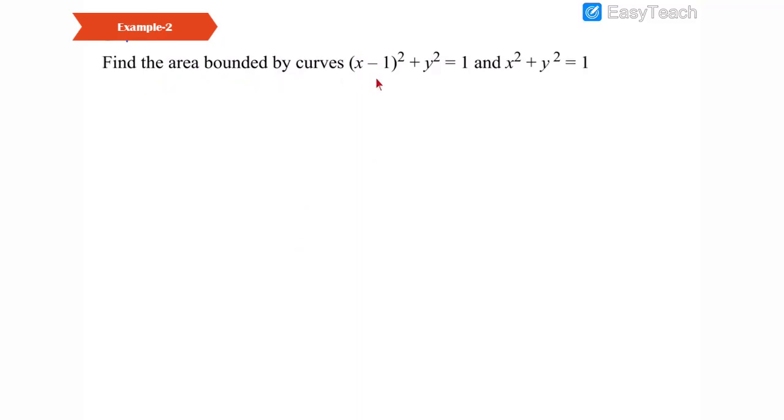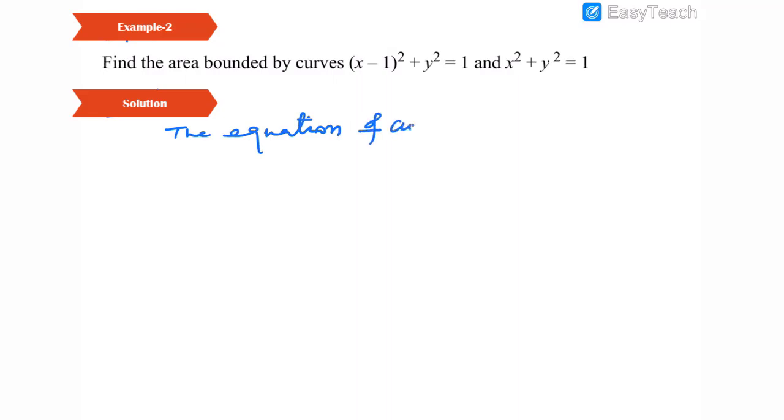In the second example, find the area bounded by the curve (x minus 1) whole square plus y square is equal to 1 and x square plus y square is equal to 1. Both given curves are the equations of circles, and the center of the first circle is (1, 0) and the center of the second circle is (0, 0).